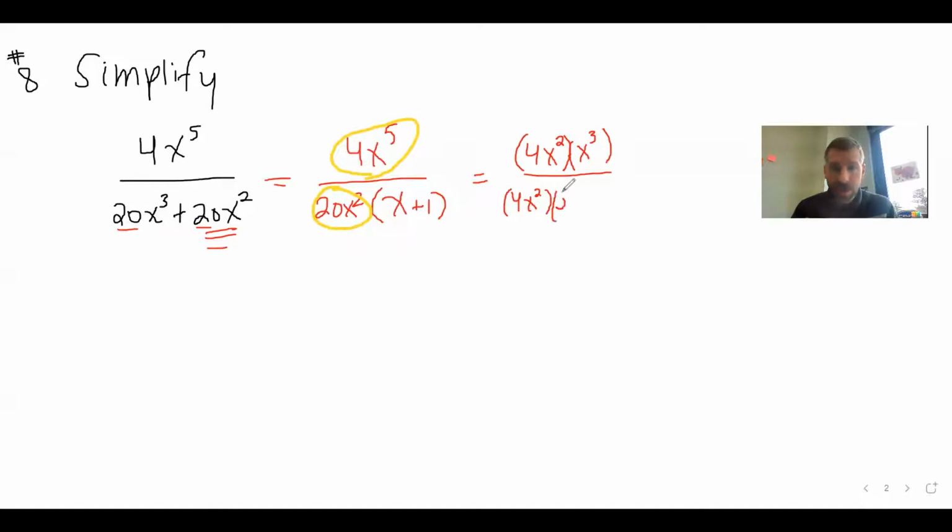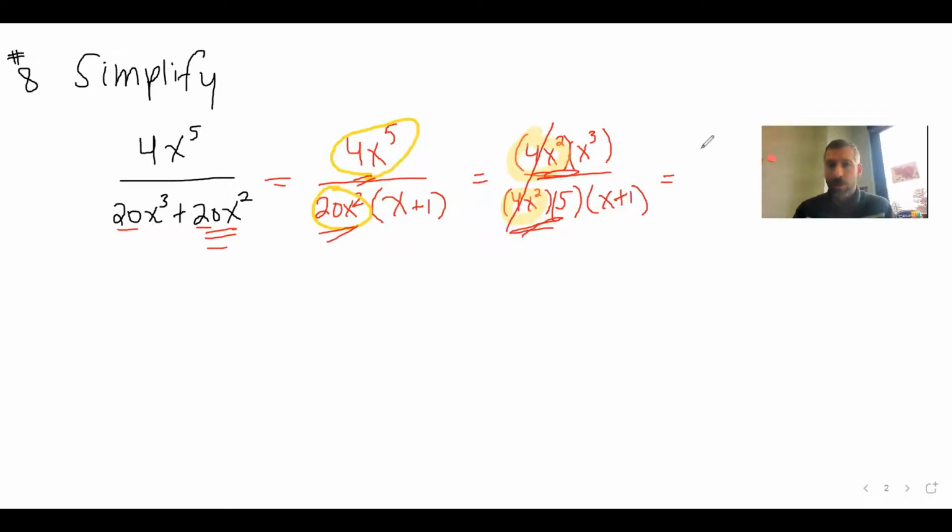Times 5, okay, that will give me that 20x squared out front, and then I'll include that x plus 1. And now we can see that what we have here is something that can be canceled. All right, we see this 4x squared and this 4x squared. And where did that come from again? That came from my factors of my original right here, right here, and right here. Anyways, so now we can cancel those out completely.